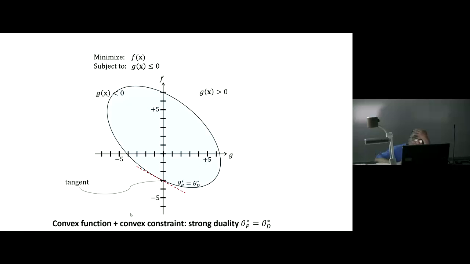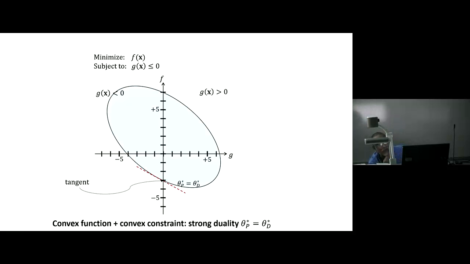This is another situation. Again, a convex function with a convex constraint. Now, for the primal, this is what you get, right? You're trying to minimize in the left half plane. You just ignore the infeasible region, the right side, right? And so for the primal, clearly you don't have to draw a tangent anymore. It's exactly this point, theta p star. But for the dual, you draw the tangent and it's again here.